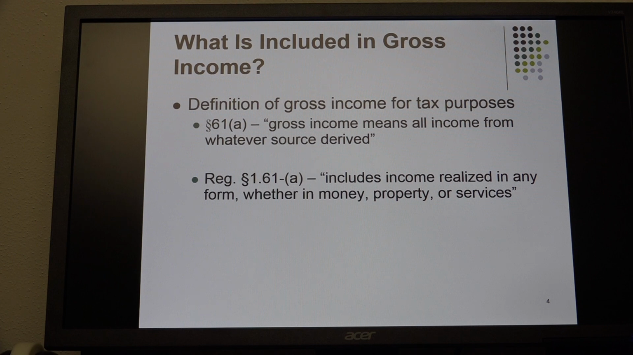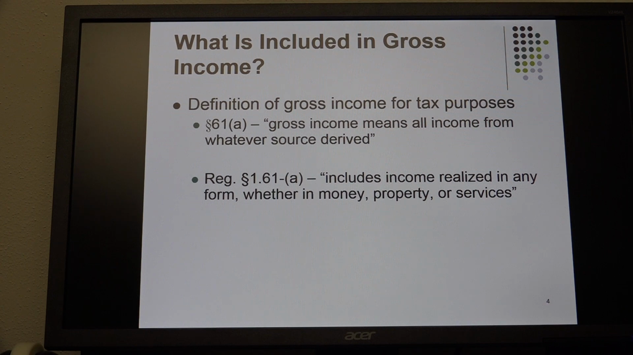Okay, so let's talk about these 3 factors: the economic benefit element, the realization element, and then the recognition. Already kind of talked about recognition, but economic benefit. You have to receive an item of value to have gross income. And again, that doesn't have to necessarily be money. It can be services. It can be property.